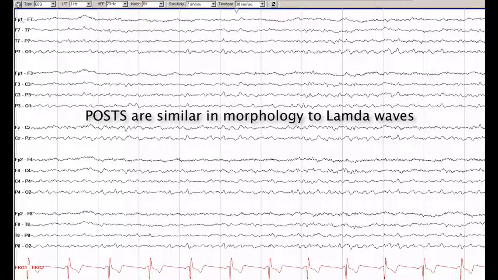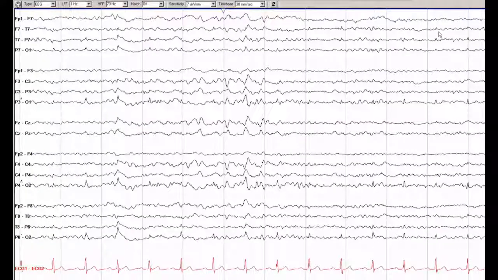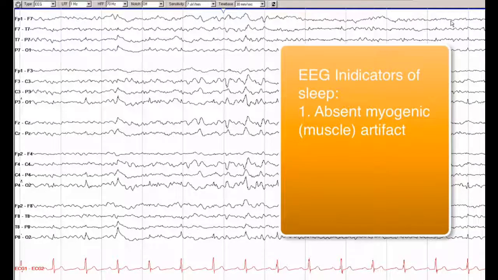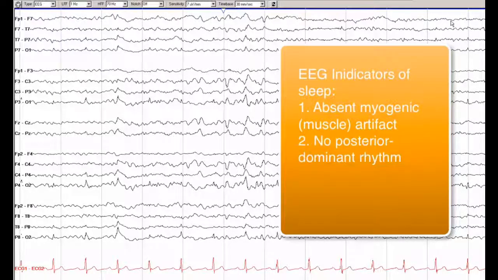I have switched to the EEG of another patient for a better, clearer example of the next common stage 1 sleep transient. Again, we know that this patient is asleep for several reasons, including the absence of prominent myogenic artifact, the absence of any normal, clear, well-modulated posterior dominant rhythm, and the presence of sleep transients.